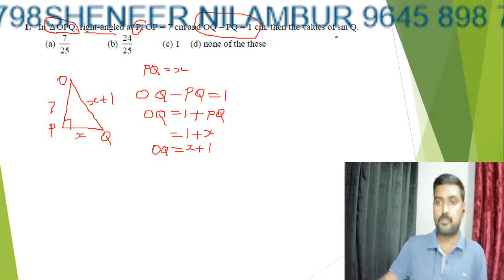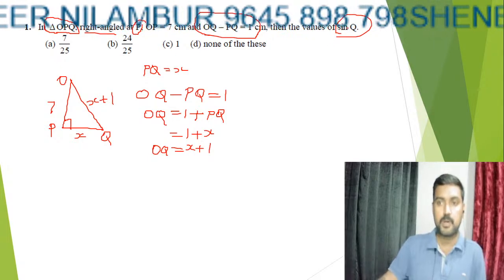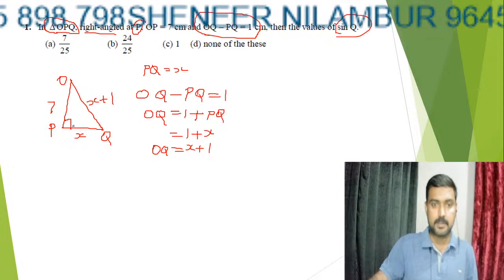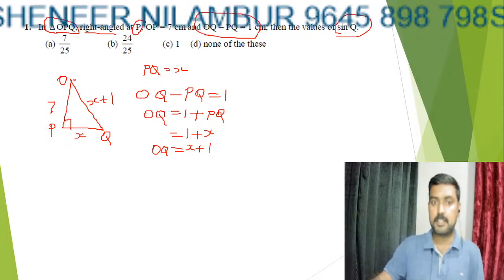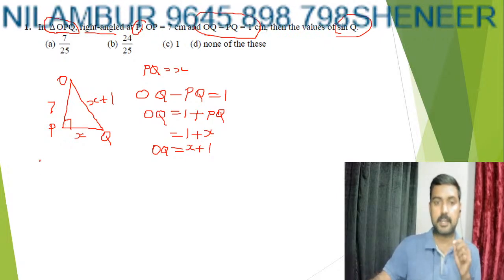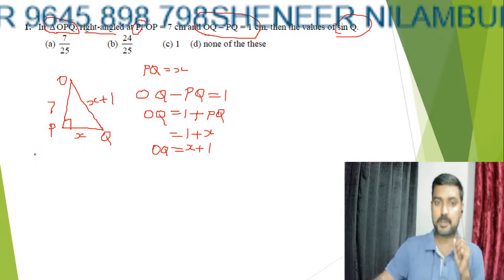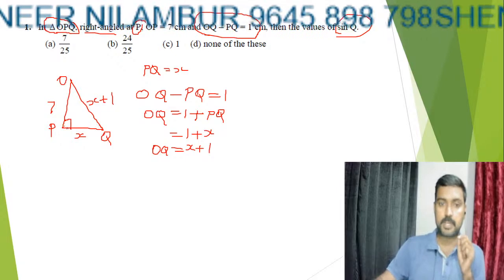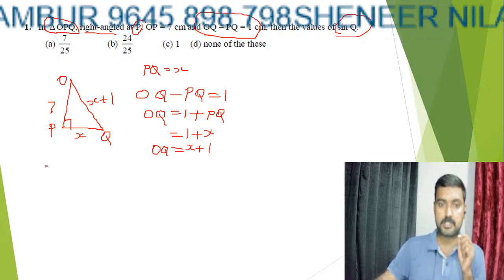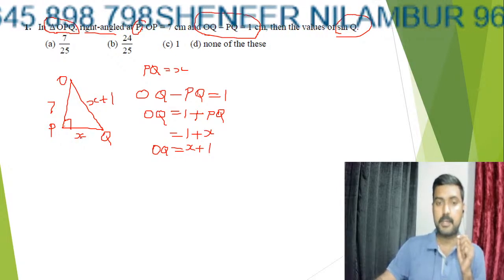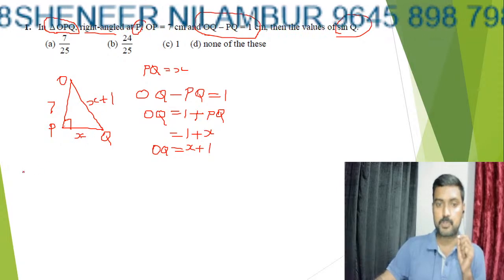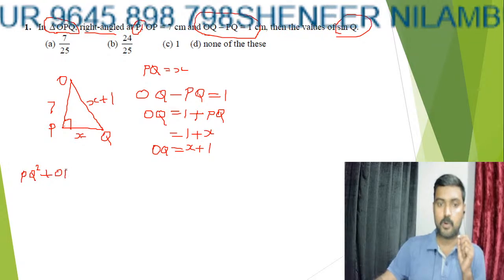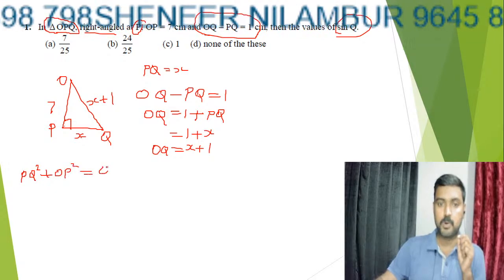Now our question: find the value of sin Q. Before we go to find sin Q, we want to know the value of X. We know that this is a right-angled triangle. In a right-angled triangle, we studied the Pythagoras theorem. So what is the longest side? The longest side is opposite to the right angle. So OQ is the longest side. So we can write, what is the Pythagoras theorem? PQ square plus OP square is equal to OQ square.